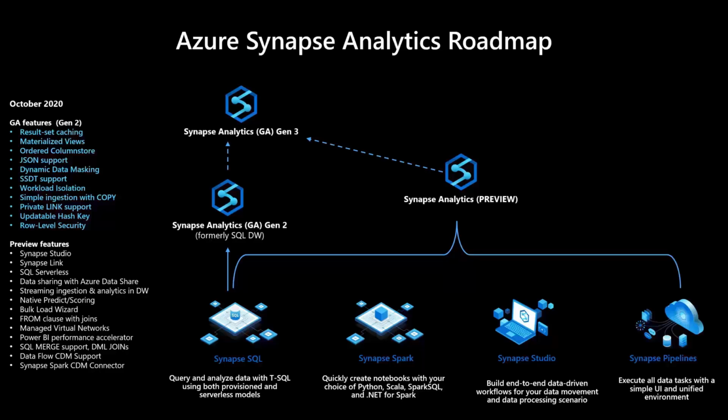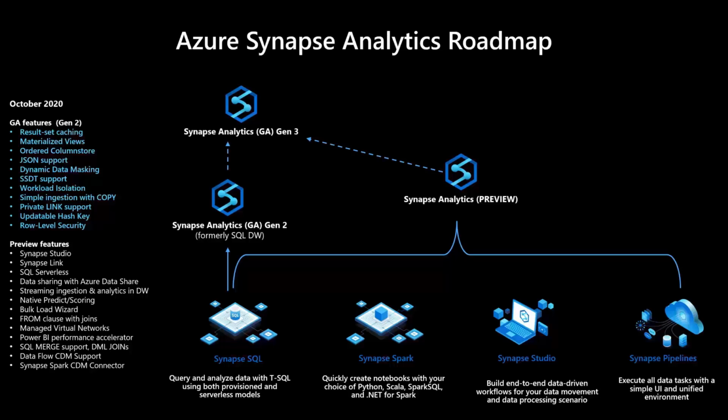There's obviously data tool support for it. You can do row level security. Private link is a new GA feature. And then if we look at the current Synapse Studio preview features that are out there, obviously the Studio is in public preview. We've got Synapse Link, which is an HTAP connector. We'll go into that in more detail later. SQL Serverless, and also Datashare is integrated into Synapse Analytics.